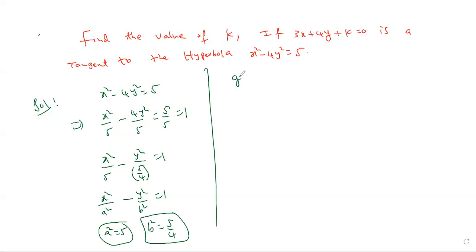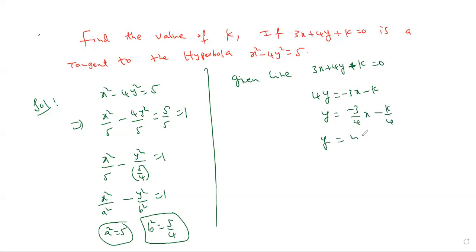Given line 3x plus 4y plus k equal 0. 4y equal to minus 3x minus k. y equal to minus 3 by 4 x minus k by 4. Now compare this with y equal to mx plus c. Clearly, you can write m as minus 3 by 4 and c as minus k by 4. With m minus 3 by 4, c minus k by 4, apply the tangent condition here. Condition for tangent, c square.